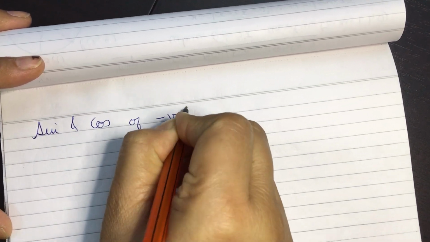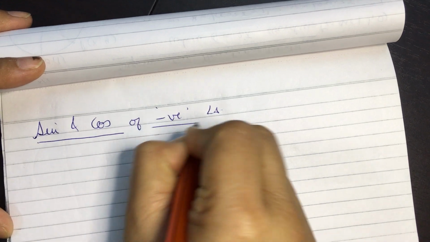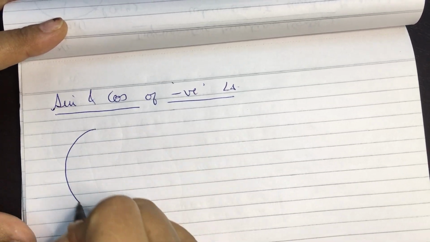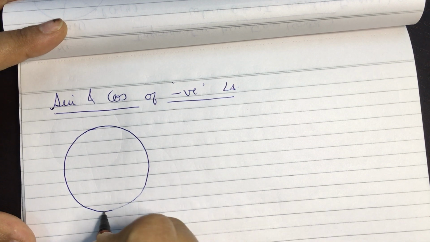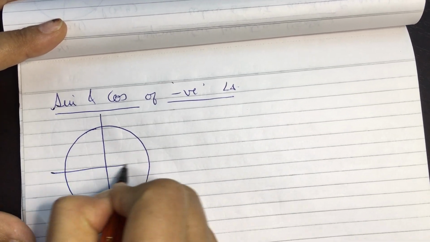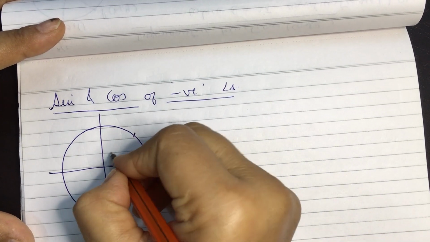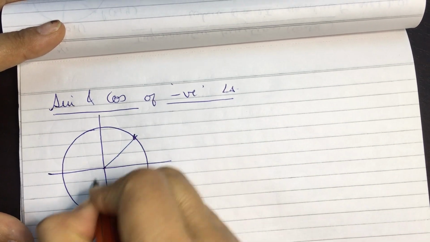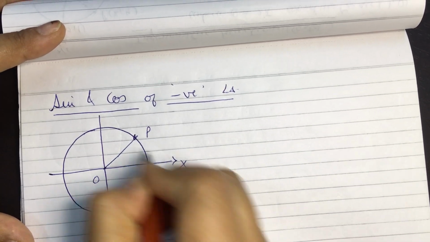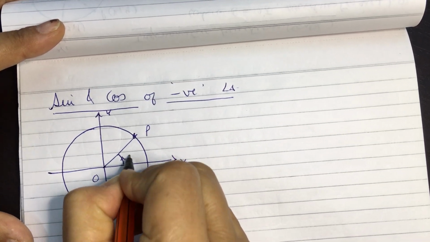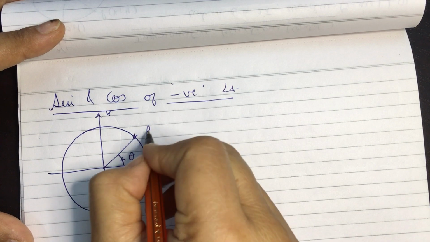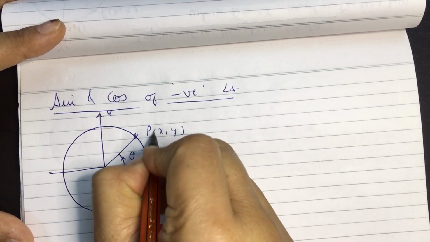Okay, now another very important point which we want to see is sine and cos of negative angles. Again let's consider a unit circle, because we have seen that the coordinates of a point lying on a unit circle give us the corresponding values of cos and sine of that angle. Now this is O, this is P, this is the x-axis, this is the y-axis, this makes an angle theta, and so the coordinates are x comma y.